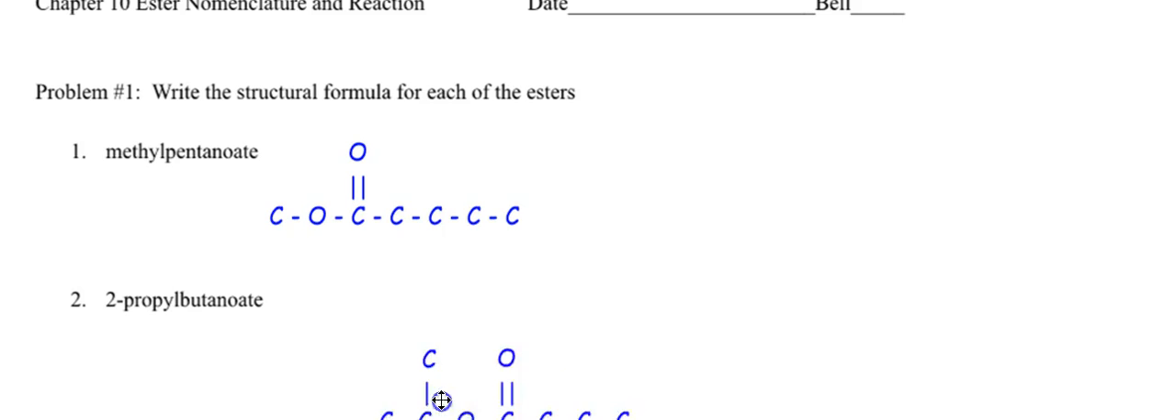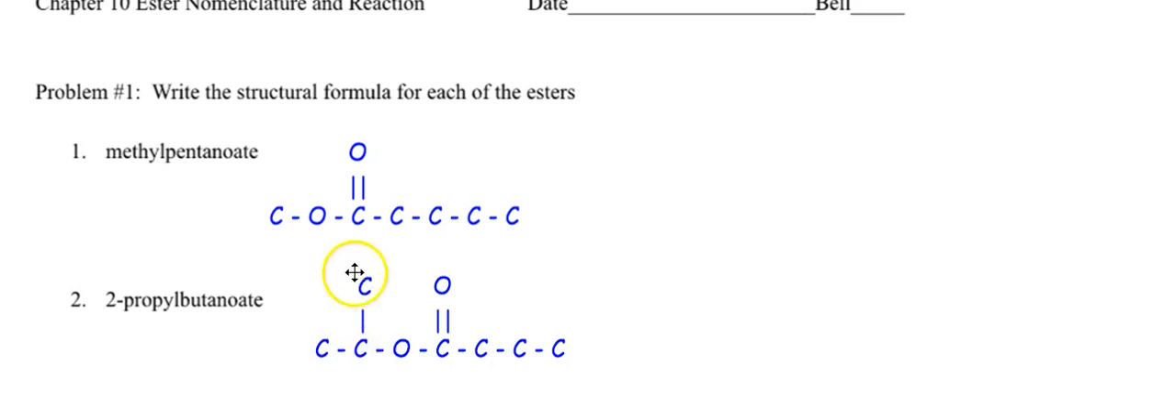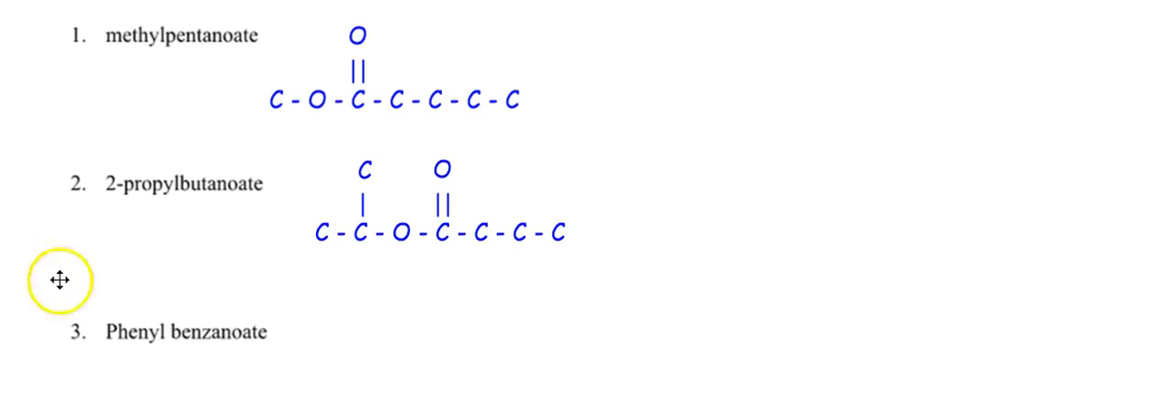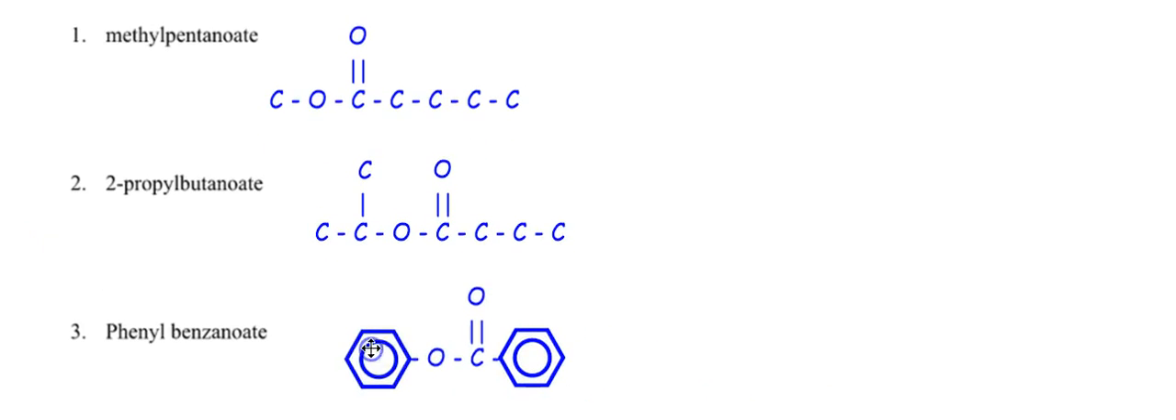So what does that 2 actually mean? It's what comes off of here. So here's my propyl group. That's my longest chain, and it is attached on the second carbon. And here's my butanoate. All right, my phenyl benzoate. Here's my phenyl part, and here's my benzoate.